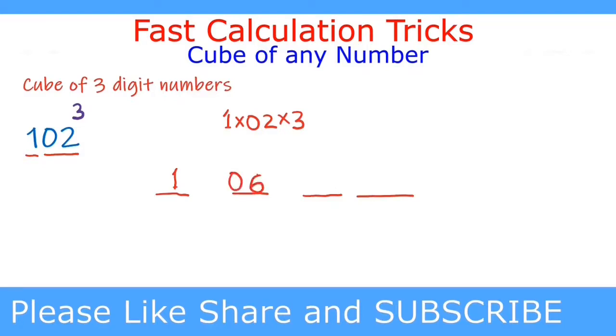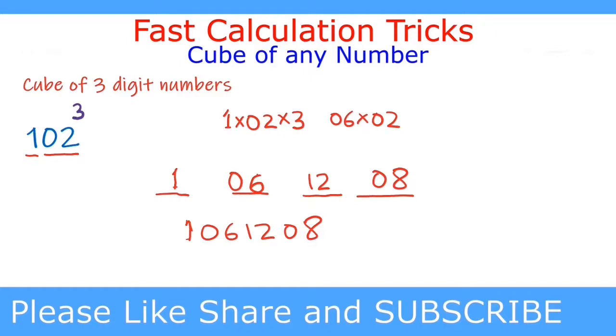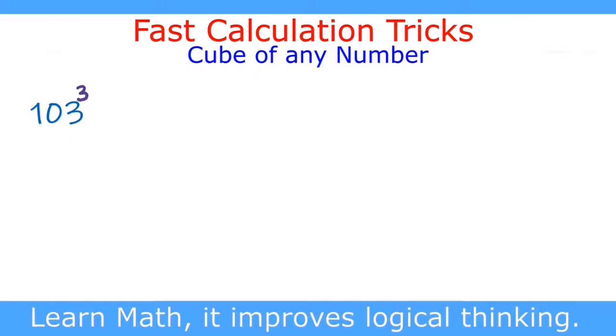Now we multiply this 06 by the second part of the number 102, which is 02. So we multiply 06 by 02, and 06 multiplied by 02 is 12. So this is already in 2 digits. So we write just 12. Now we take the cube of the 02, which is 8, and we write in 2 digits as 08. Now this is our answer. So we write this as our answer, 1061208. The cube of 102 is 1061208. Now we go to the next number.